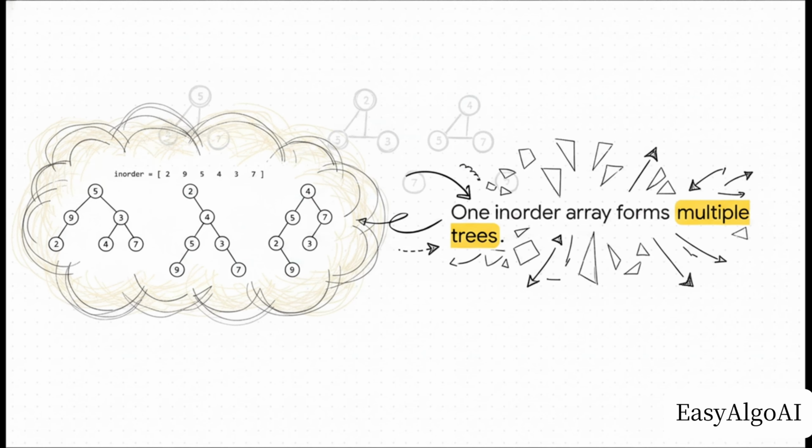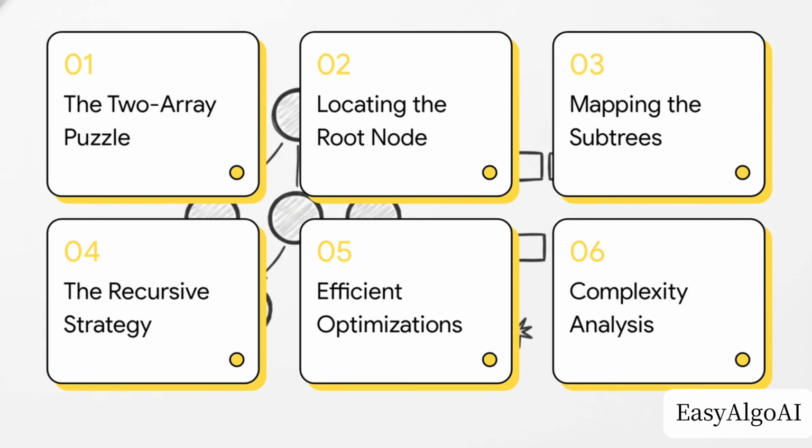If you take a single in-order array, say 2, 9, 5, 4, 3, 7, it doesn't give us one unique blueprint. Actually, it can map to wildly different, completely conflicting tree structures. Without a second array acting as an anchor or a reference point, we're literally just guessing at the true shape of the tree. Okay, to crack this case and completely eliminate the guesswork, here is our 6-step roadmap for today.